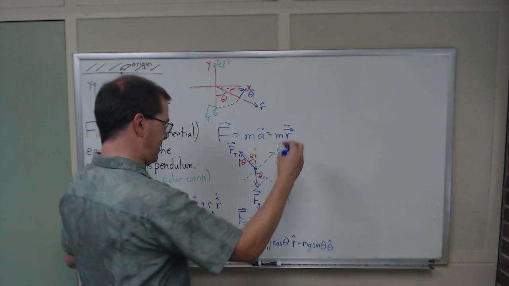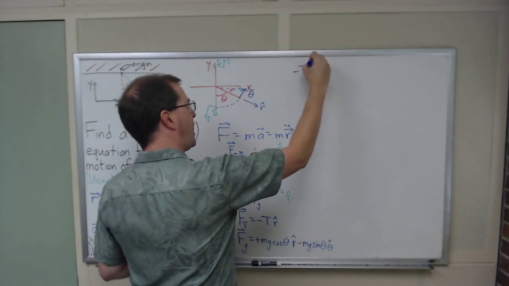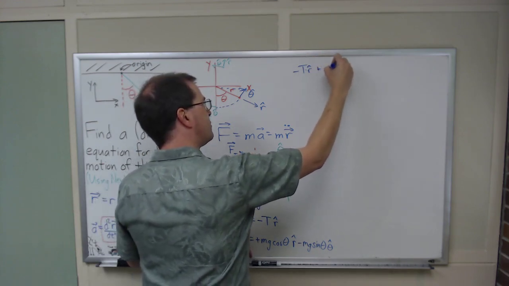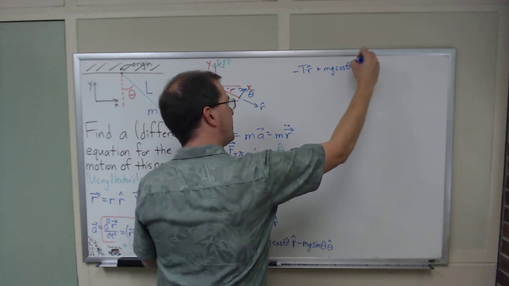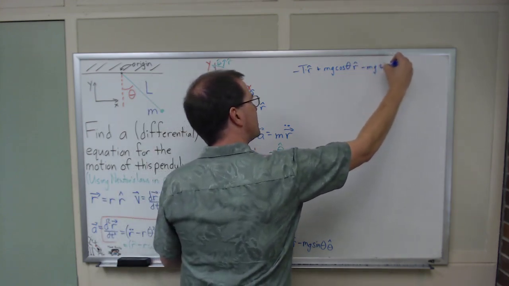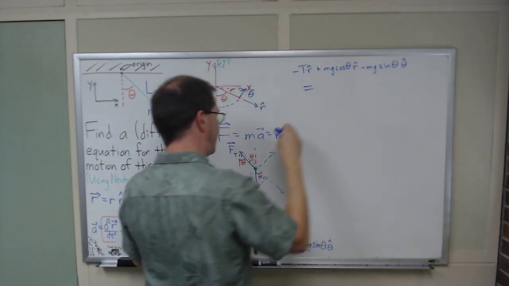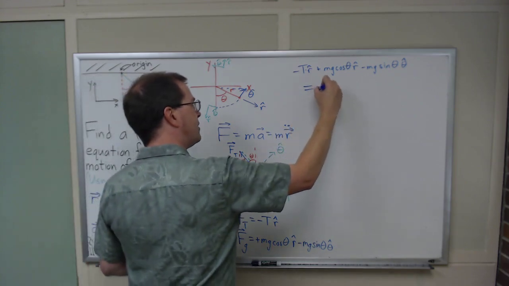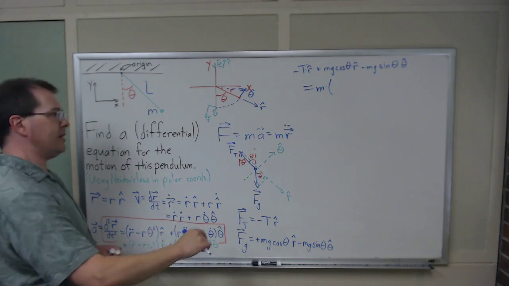The left-hand side says the sum of these two forces is minus tension r hat plus mg cosine theta r hat minus mg sine theta theta hat, and that's the left-hand side of Newton's second law. The right-hand side equals mass times this whole acceleration piece.